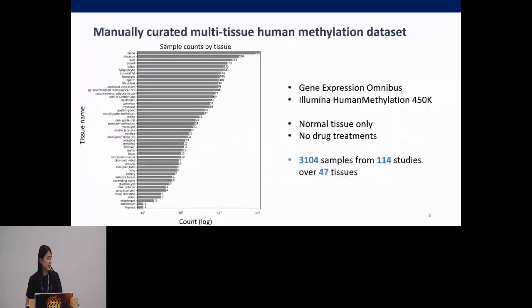We'll start off with our data. Our data is a manually curated multi-tissue human methylation data set from the GEO, gathered using the Illumina Human Methylation 450K platform. And then we further narrow down that data set using a couple of criteria. The first is that there's no known disease at the time of measurement, so normal tissue only. Additionally, we want no drug treatments or external stimuli of any kind at that point, which narrows the set down to about 3,104 samples from 114 studies over 47 tissues.